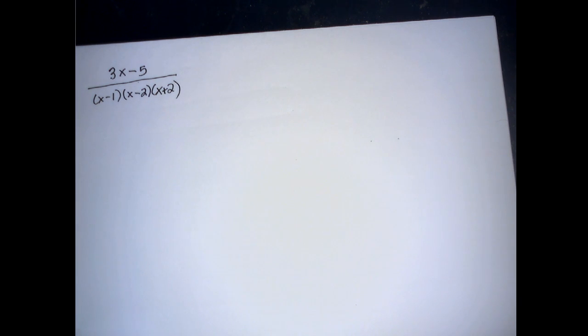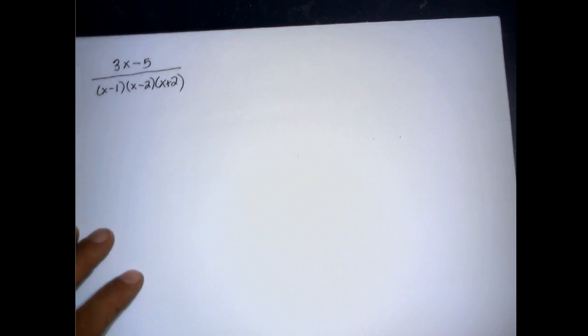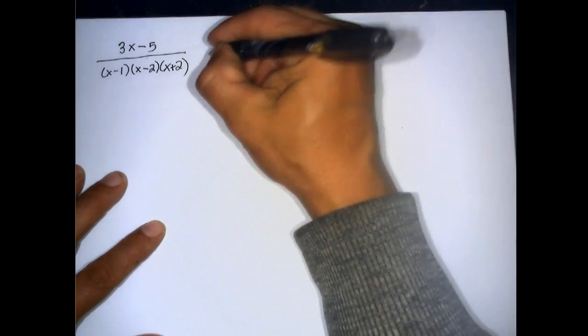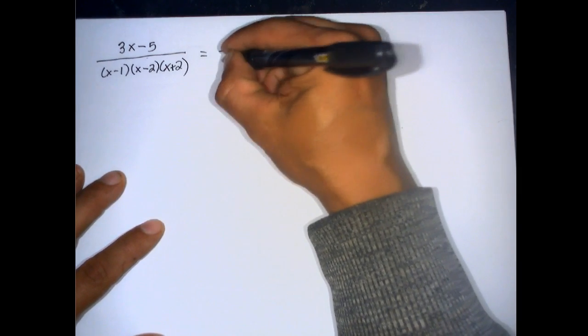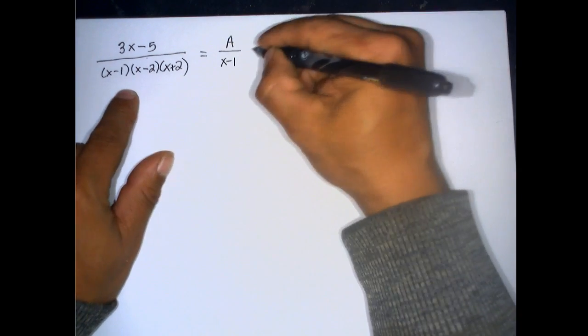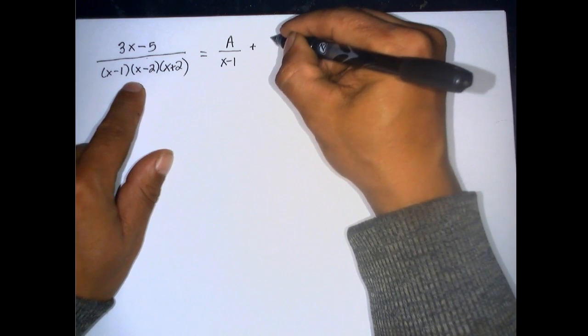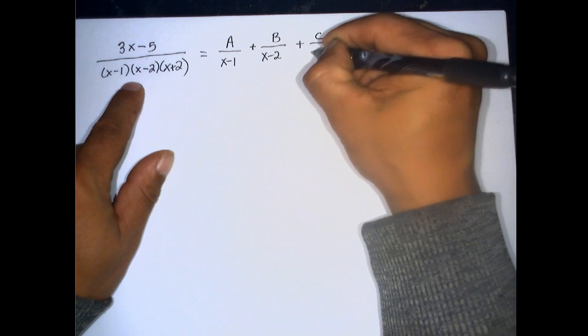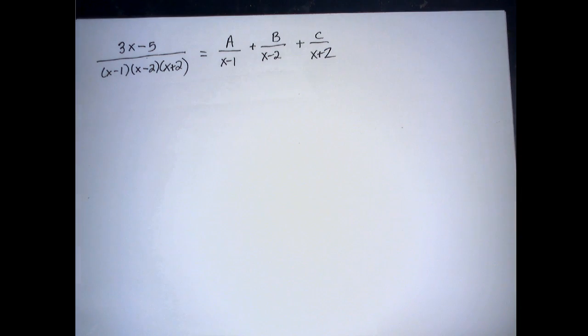So, when we factor this out, we get A over x minus 1. And it doesn't matter what order you put these in, but I'd like to go from left to right, to be B over x minus 2 plus C over x plus 2. Okay, this part is not hard, it's tedious.